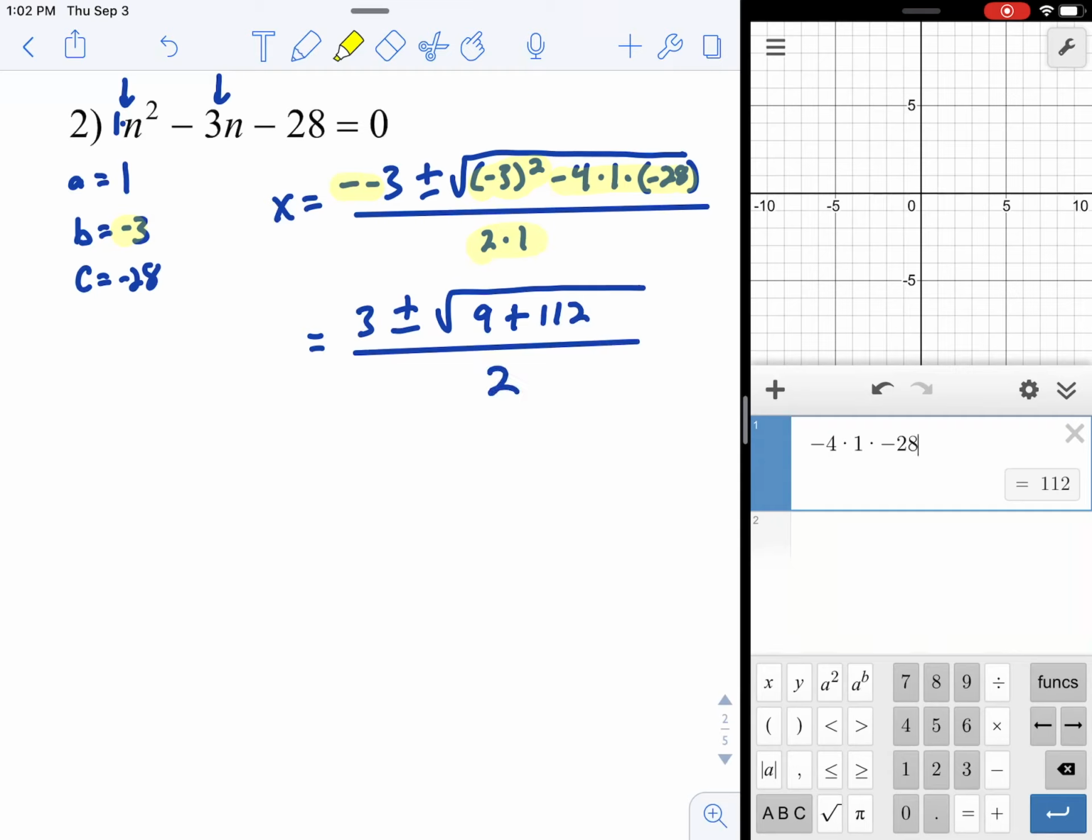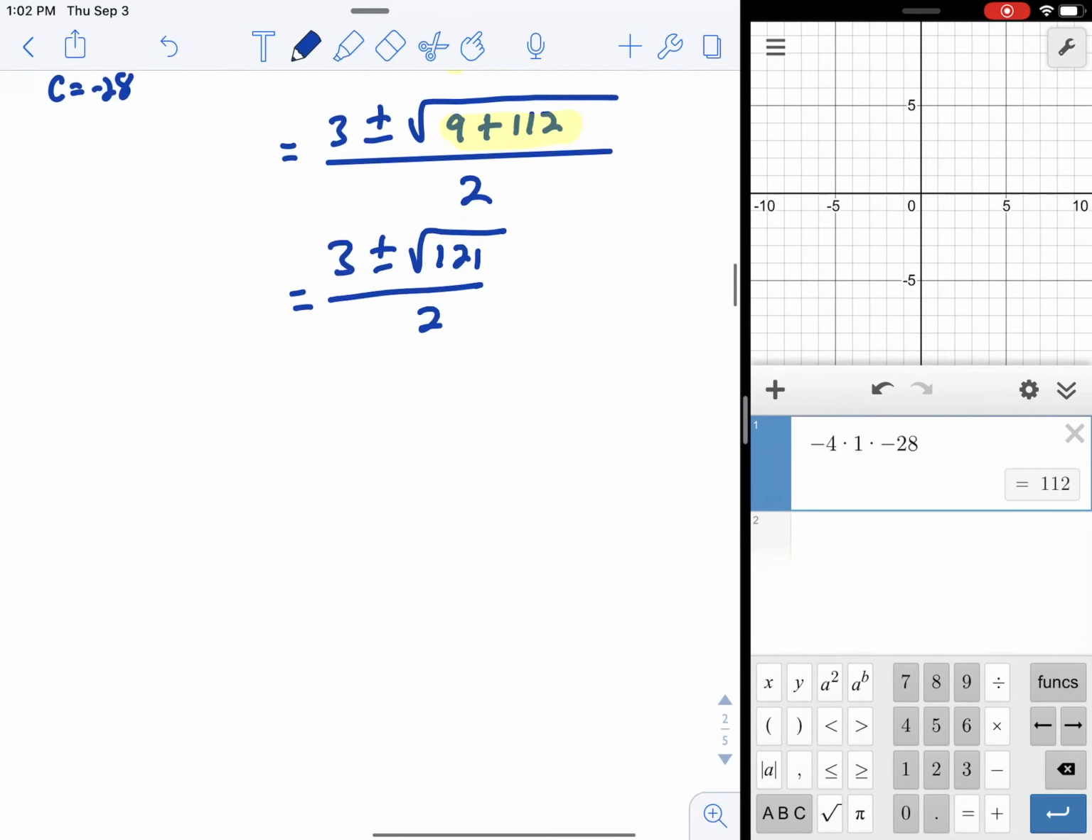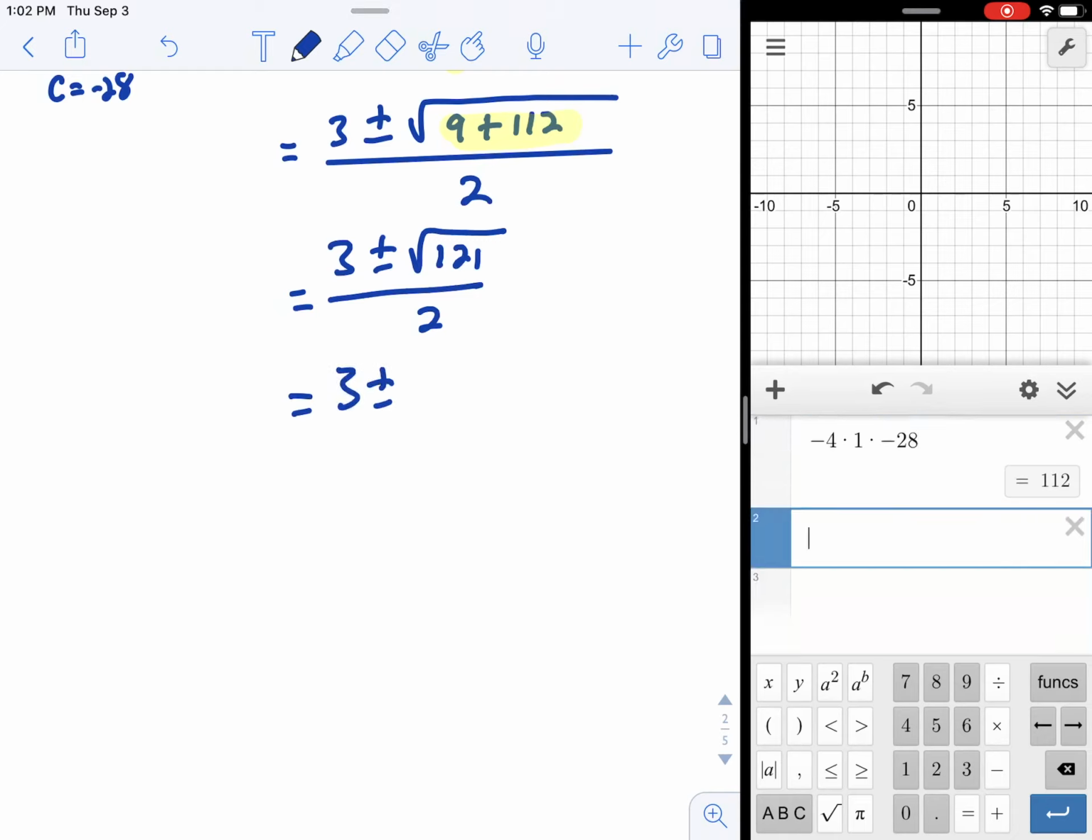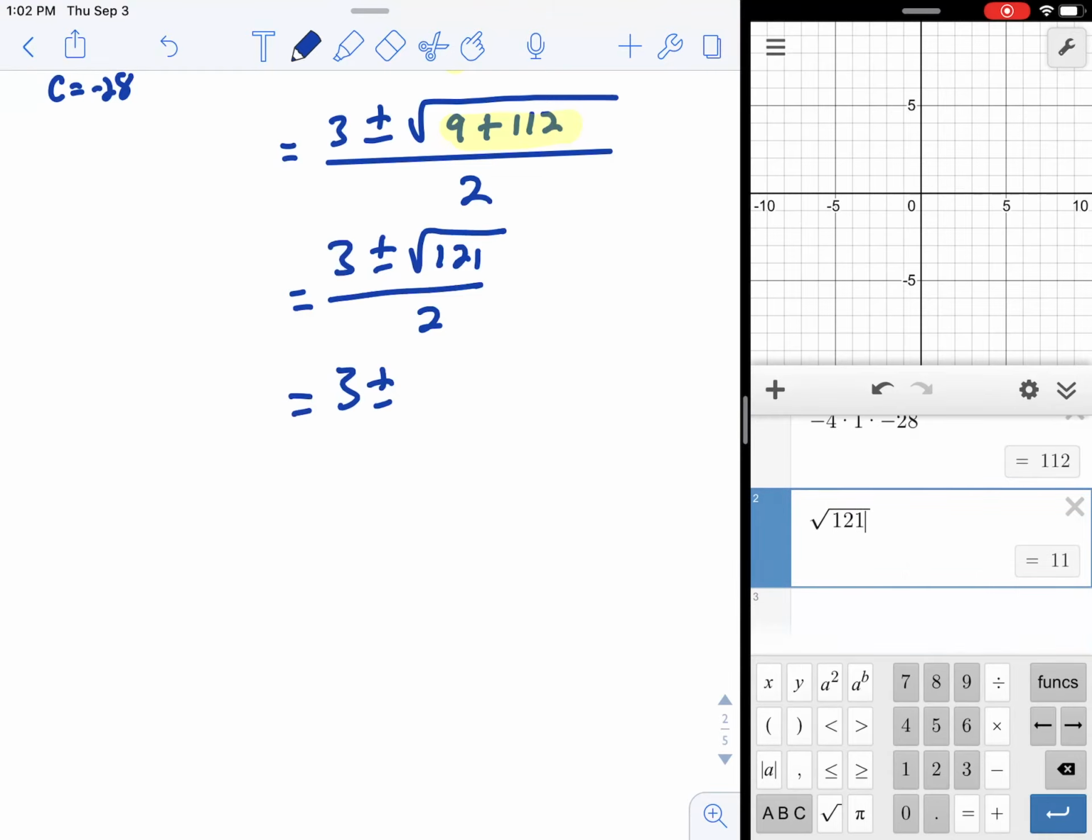Now I can still simplify that. 3 plus or minus the square root. I don't need a calculator for that. 9 plus 112 is 121, all over 2. Just kind of going through order of operations right now. Next thing I'm going to do is the square root of 121, which I know is 11, but there, now you see it, 11 over 2.